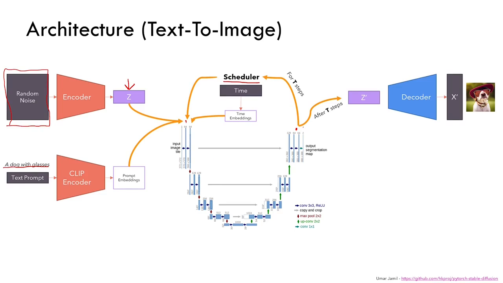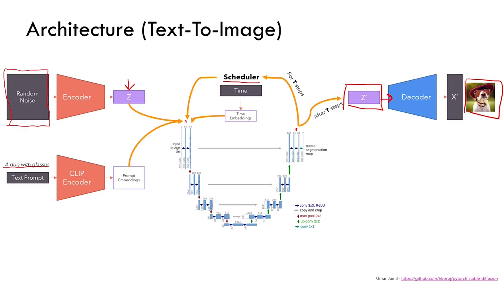And after we have finished this loop of steps, we get the output z prime, which is still a latent, because this unit only works with the latent representation of the data, not with the original data. We pass it through the decoder to obtain the output image. And this is why this is called a latent diffusion model, because the unit, so the denoisification process, always works with the latent representation of the data. And this is how we generate text to image.